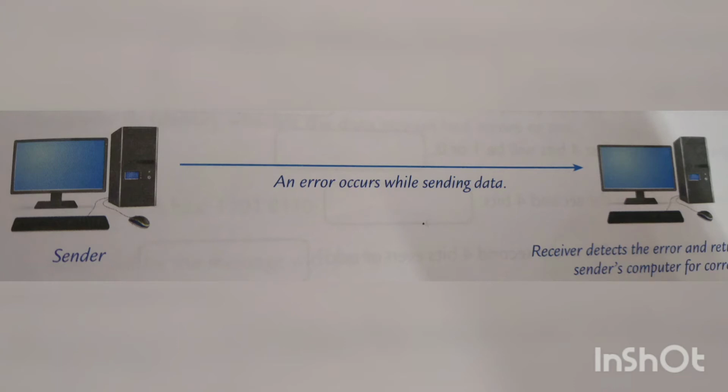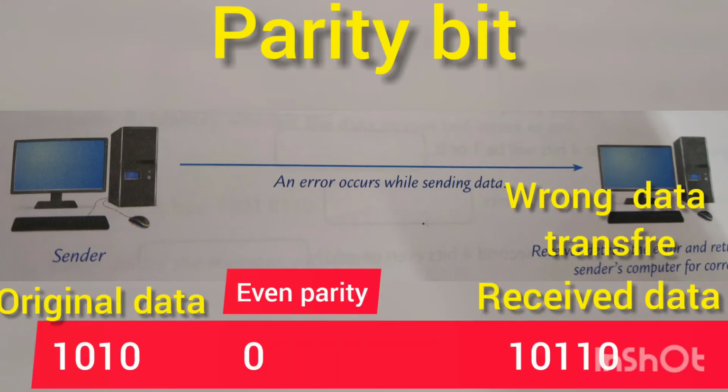So whatever the original data is, one extra bit is added to the end of the stream of binary information. So a parity bit is added to the end of the message, and depending on the number of ones and zeros present in that message, we can call it an even parity bit or an odd parity bit. So let us see an example. Even parity means the number of ones is even, and odd parity means the number of ones is odd.